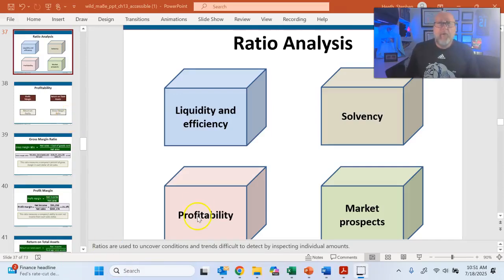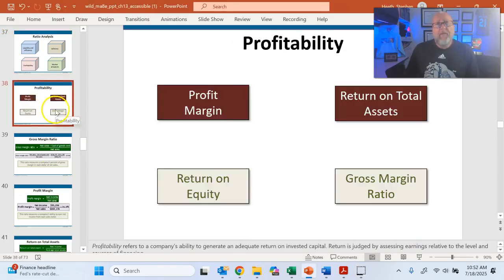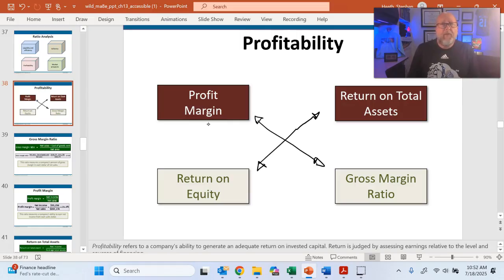Okay, in this video, I'm going over profitability ratios. There are four general ones that we're going to discuss: profit margin, return on equity, return on total assets, and gross margin ratio, right? So these two are virtually the same. And then these, not the same, but they're very similar. And then these two are very similar.